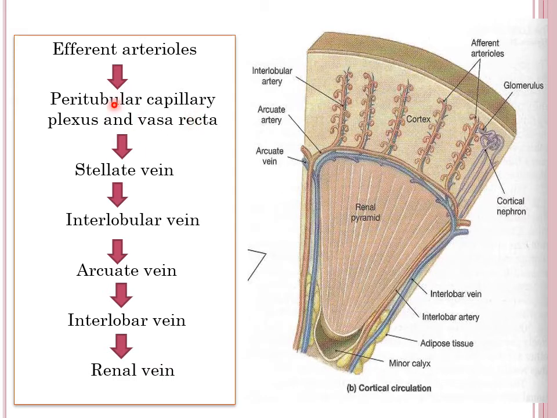Now look at here, the efferent arteriole will continue as a peritubular capillary or as a vasa recta. That means if the glomeruli are present in the cortex, the cortical nephron, then the efferent arteriole will divide to form a peritubular capillary network. If these are juxtamedullary, then the efferent arteriole will divide to form a vasa recta, that is a loop. Then they will continue as a vein: stellate vein, interlobular vein, arcuate vein, interlobar vein, and ultimately the renal vein that will leave the kidney.